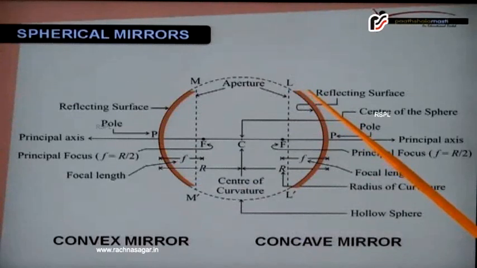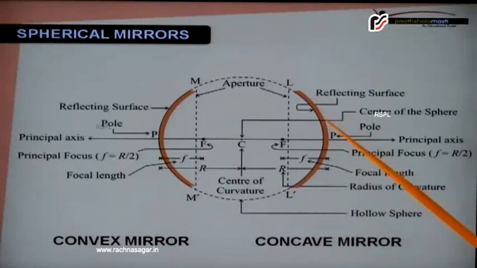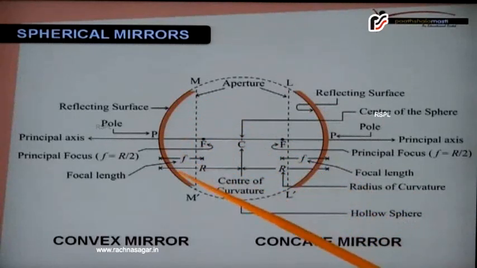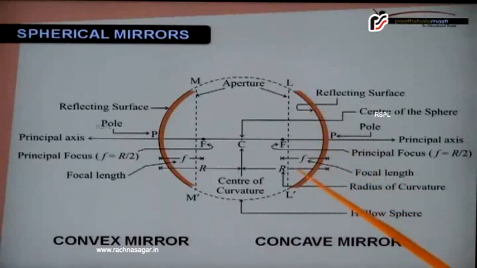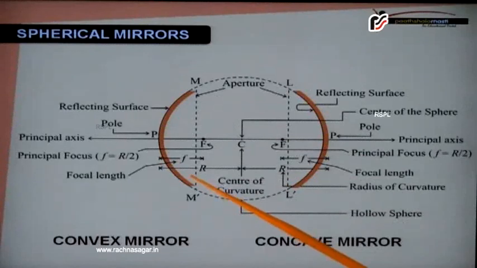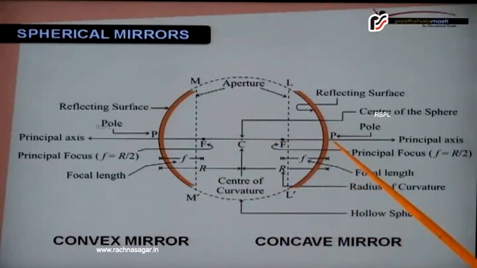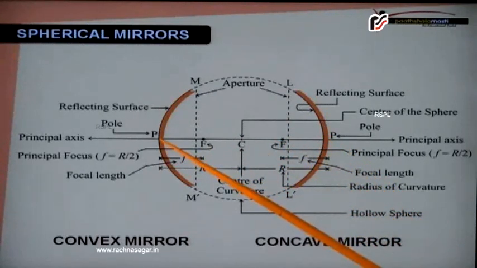Aperture means the part of the mirror which is responsible for the reflection of light. Here in the case of concave mirror, L dash, this is the reflecting part, so it is known to be the aperture of concave mirror. Here M dash, which is the reflecting surface of the convex mirror, is known to be the aperture. Next is pole. The middle point of the mirror, this one P here and P here, the pole of concave mirror and the pole of convex mirror.